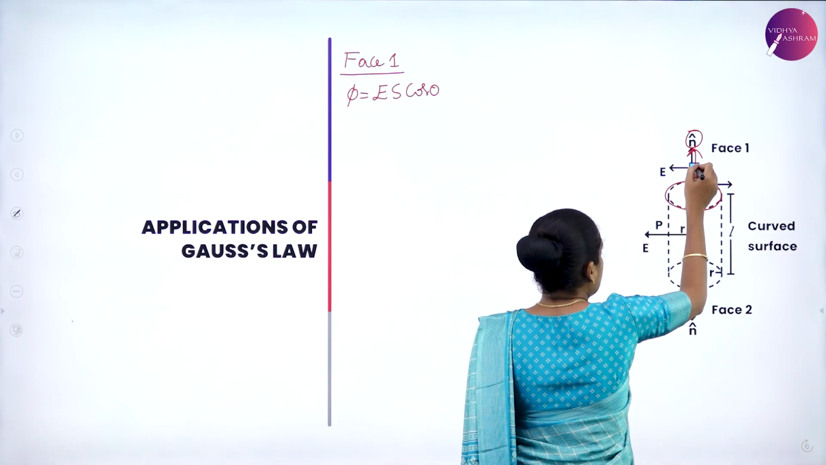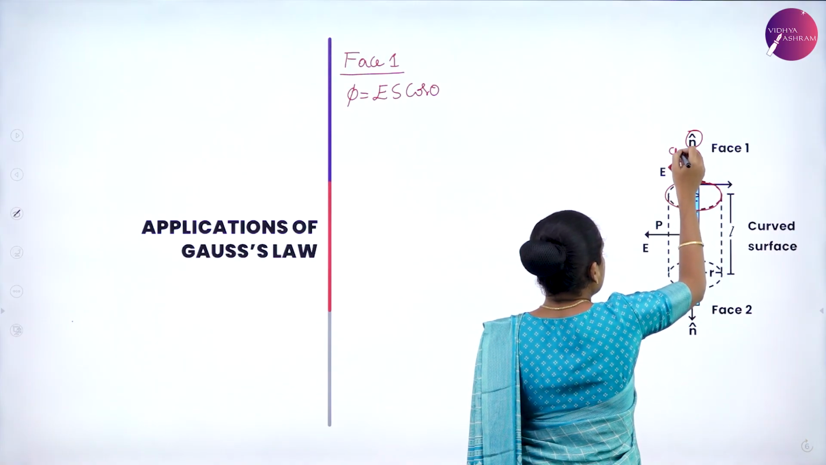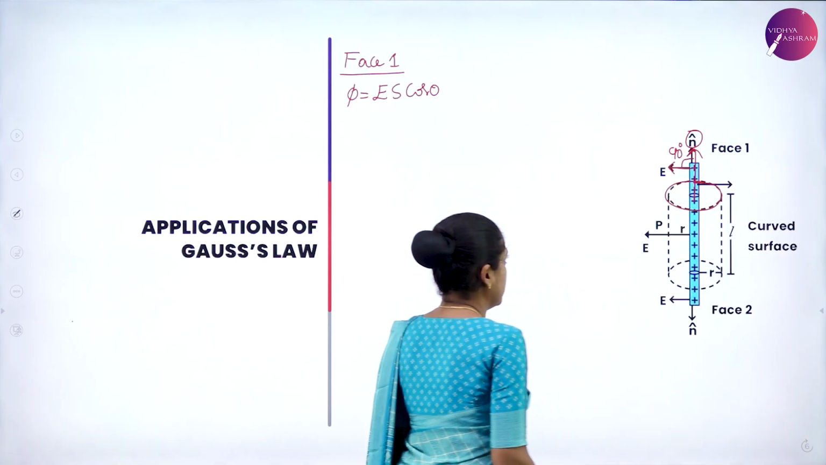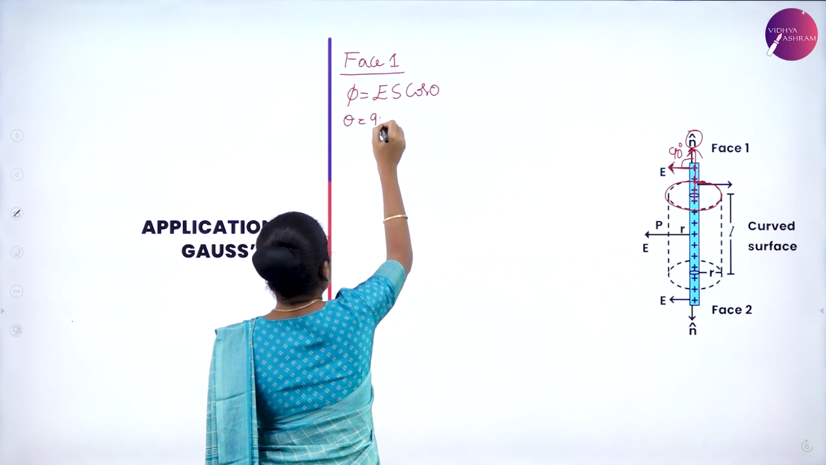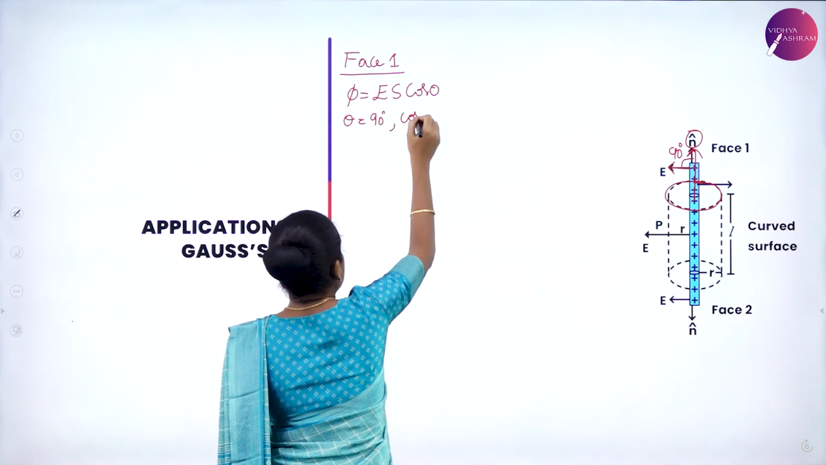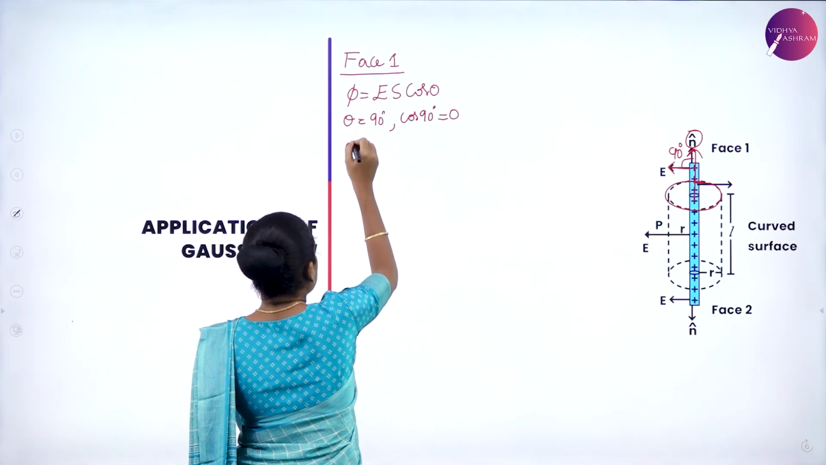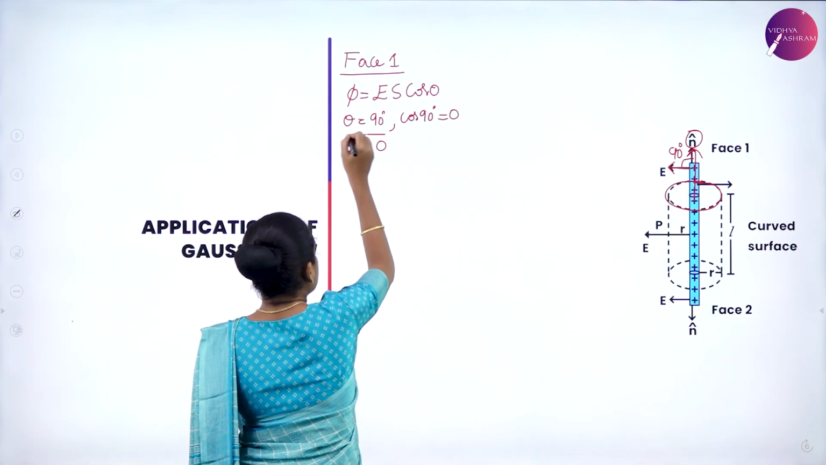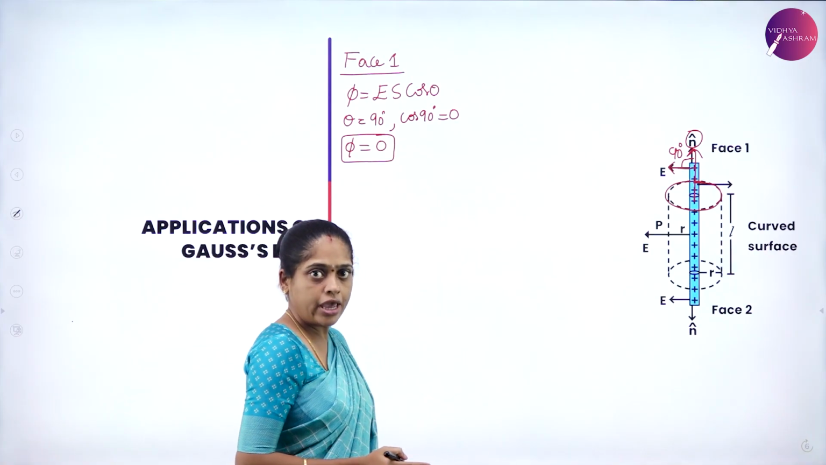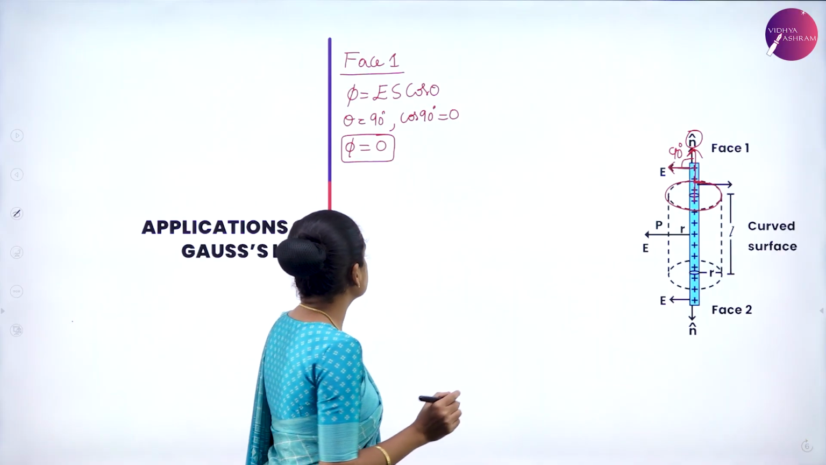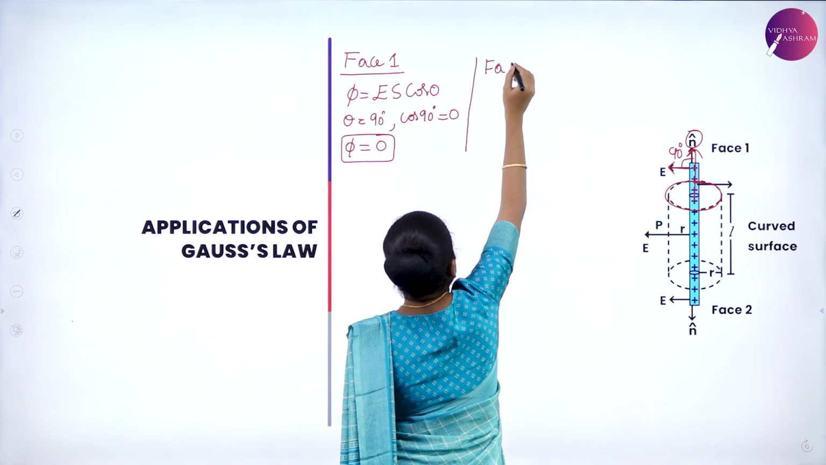And the direction of the electric field is away from the charge. Between these two, what is the angle? The angle is 90 degrees. So theta is equal to 90 degrees. Cos 90 degrees is equal to 0. Therefore, the flux through face 1 is 0, meaning no electric field lines pass through that face. In the same way, let us calculate through face 2.